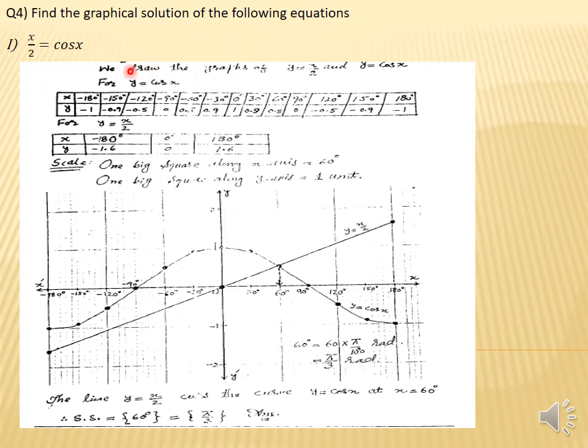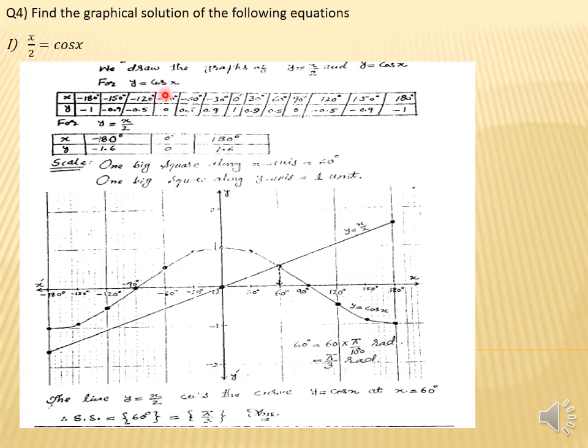Now student, question number 5, find the graphical solution of the following equation. Student, it is a most important question, and examiners sometimes also ask this question from this exercise. So student, you can draw the graph of x over 2 and cos x. You also know about the graph of cos x. You have studied it in matric class, and you have a little bit of knowledge about the graph of cos x.